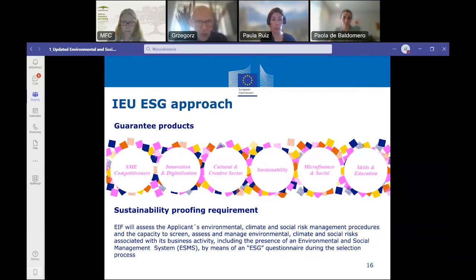The sustainability proofing requirement entails some reporting requirements on our side, and also to assess the applicant's environmental, climate and social risk management procedures and the capacity to screen, assess and manage environmental, climate and social risks. So we have to check, in a sense, if the FI has an environmental and social management system by means of this ESG questionnaire that I've mentioned during the selection process. Next slide, please.